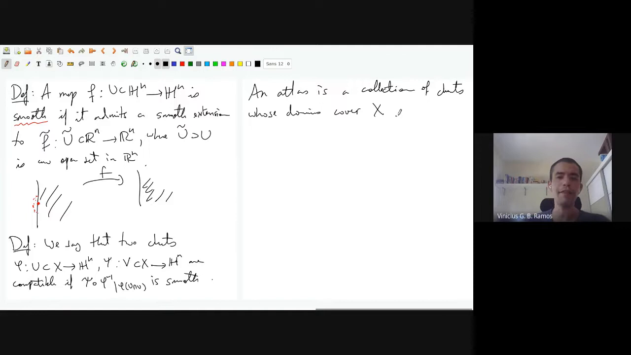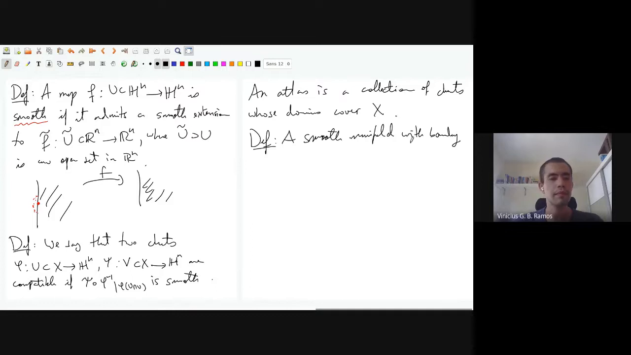Now we can define what a smooth manifold with boundary is. A smooth manifold with boundary is a topological manifold with boundary endowed with a maximal smooth atlas.